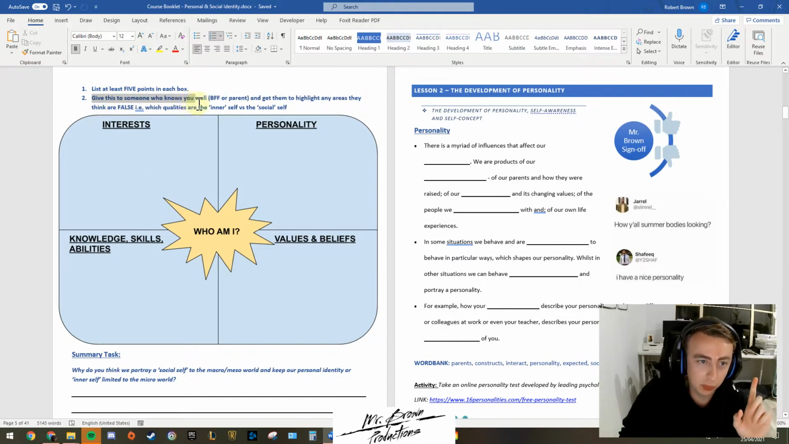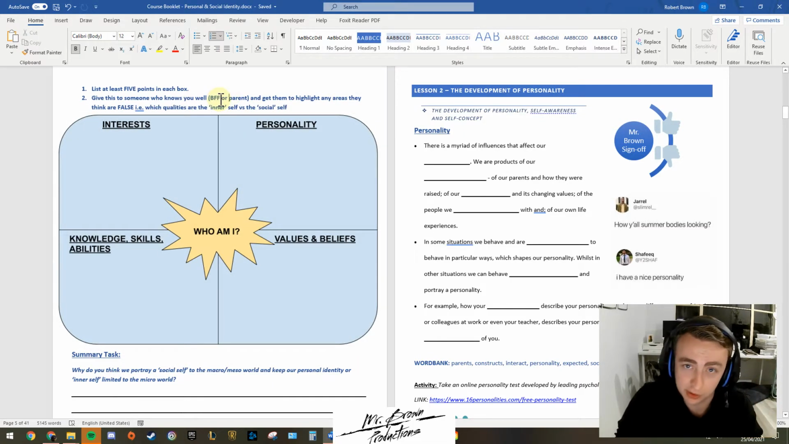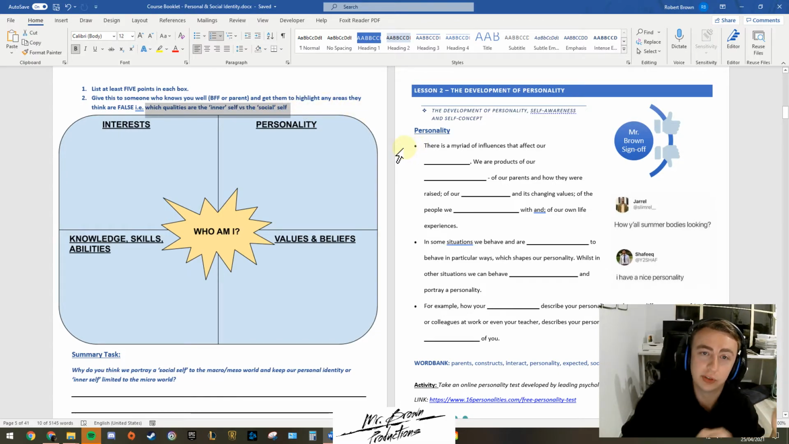What I then want you to do, and this is where it gets fun, is number 2. I want you to give this to someone you know well. So your BFF, that stands for best friend forever, in case you didn't know. I don't know if that's part of your generation or not, but it's a bit of slang. Or your parent. I want you to get them to highlight any areas that they think are false. The idea here is that we're going to note which qualities you think belong to your inner self versus your social self.